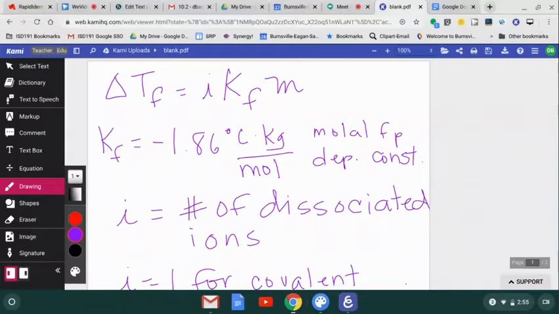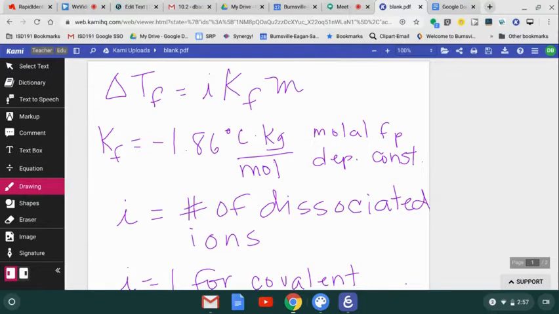So the way that this is calculated is using the equation that you see here first. The change in the temperature of the freezing point is equal to i times Kf times molality. So Kf is a constant. It's called the molar freezing point depression constant, and it's equal to negative 1.86 degrees Celsius kilograms over moles.